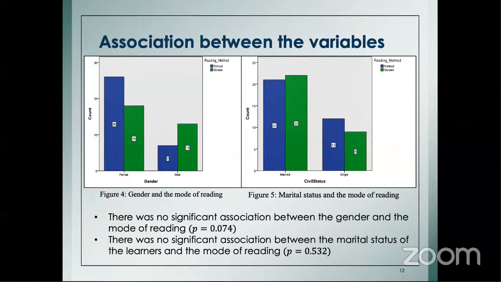And figure 5 is the cluster bar chart on the marital status and the mode of reading. Here also, there was no significant association identified between the marital status of the learners and the mode of reading. The p-value is 0.532.